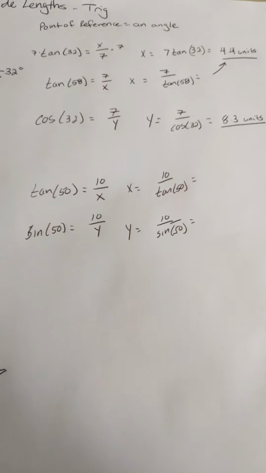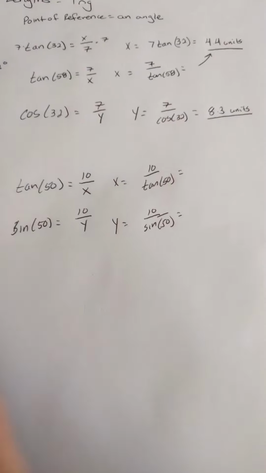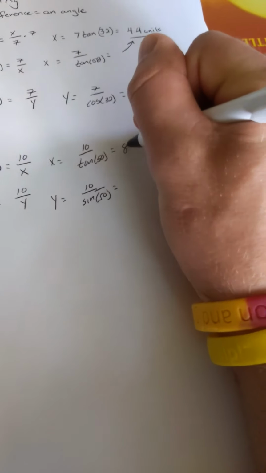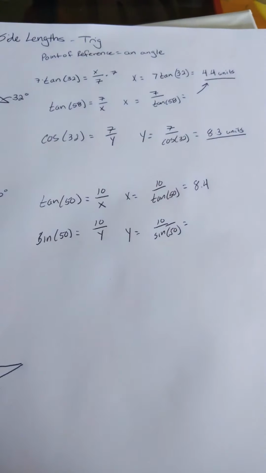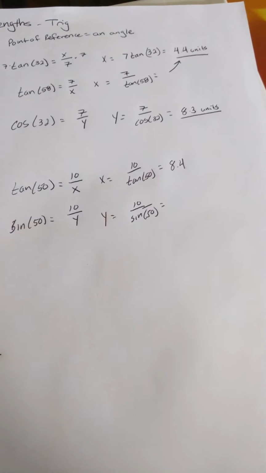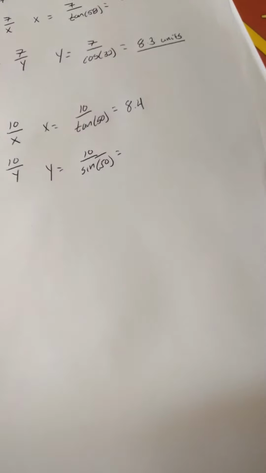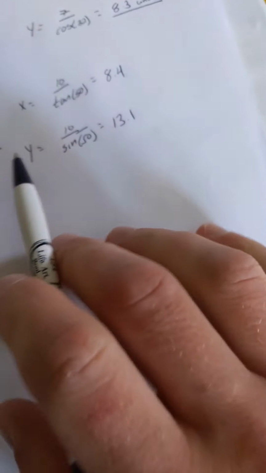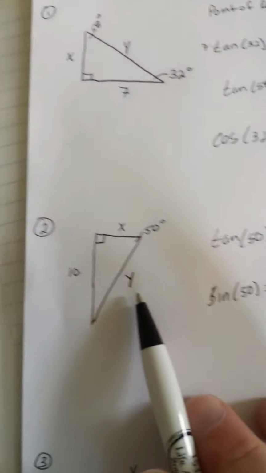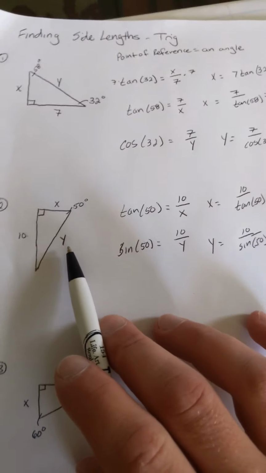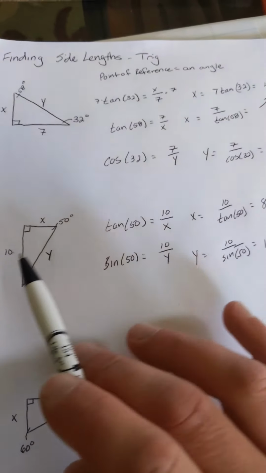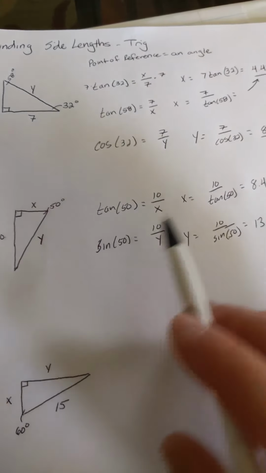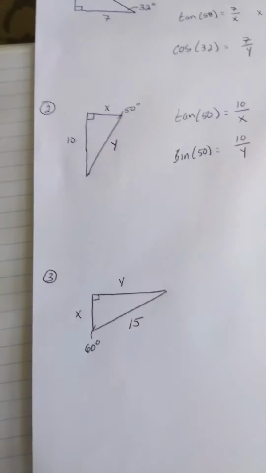Doing this on the calculator here, I get 8.4. I get 13.1. And that makes sense because y is my hypotenuse. It's opposite the 90-degree angle. Therefore, it has to be the longest side length. These two create the Pythagorean theorem to use that. All right, so a couple more example problems there, and then one more.